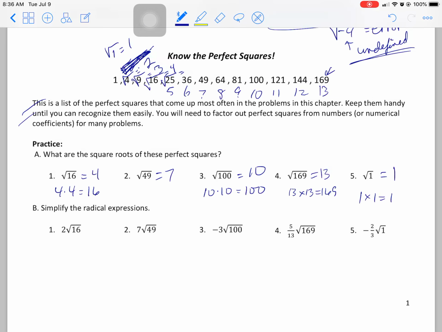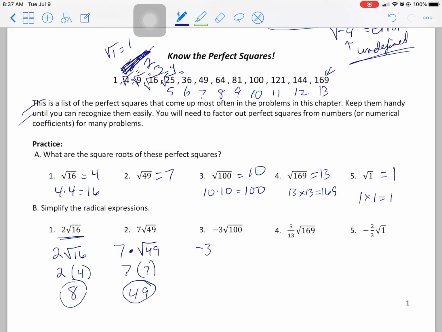Sometimes there is a number out front. When you have, how would you say this? This would be 2 times the square root of 16. So 2 times the square root of 16, which is 4. So that would be 8. Okay? When something's just mashed together and there's no symbol there, it's implied to be a multiplication. So 7 times the square root of 49. The square root of 49 is 7. So 7 times 7 is 49. Okay?